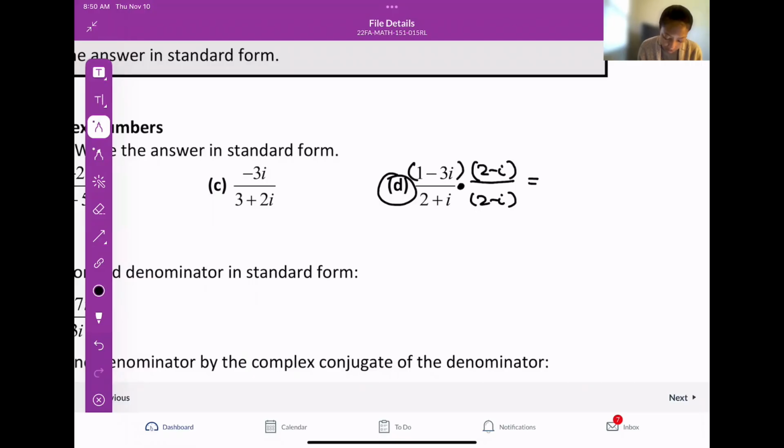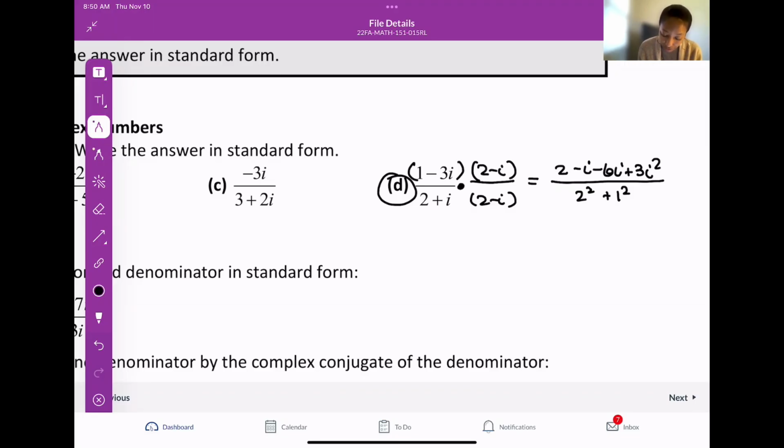So we would end up getting 1 times 2 is 2, and then minus i, minus 6i, and then plus 3i squared. Okay, and the denominator, we have two conjugates being multiplied. A in this case is 2, B is 1. So this will end up being 2 squared plus 1 squared. You can also FOIL that out if you don't remember that rule. You would get 4 minus 2i plus 2i minus i squared, which is 1.